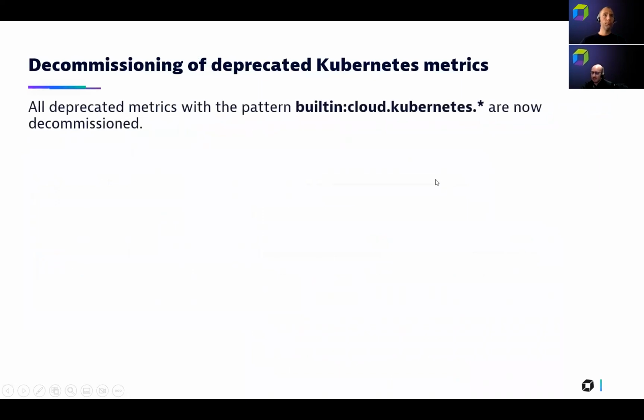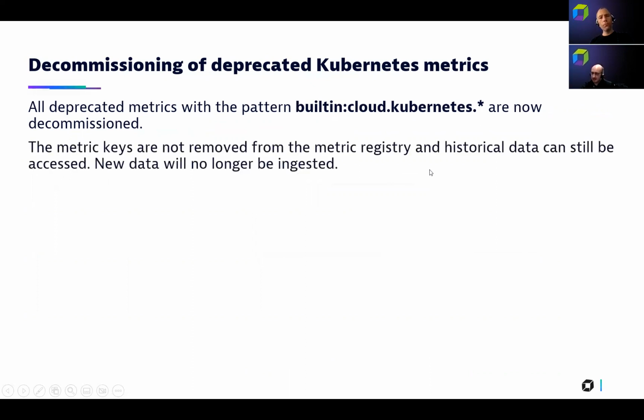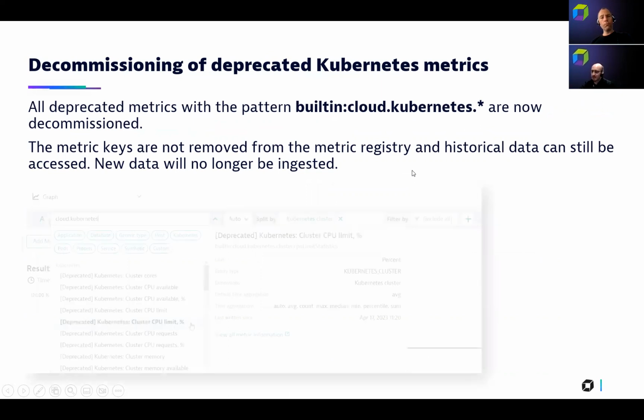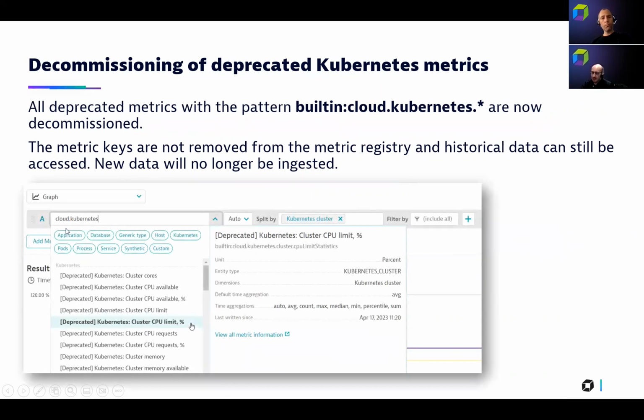The next one is that all deprecated metrics with this pattern, built-in cloud.kubernetes, are now decommissioned. They are not removed from the metric registry, so the historical data will still be available, but there will be no new data ingested in your platform. And if you type cloud.kubernetes in the data explorer, you can see all the deprecated metrics listed there.